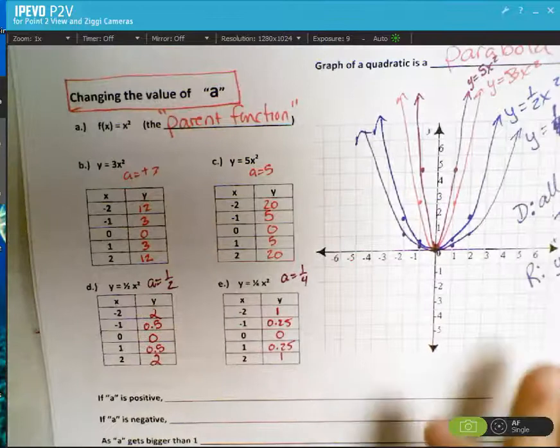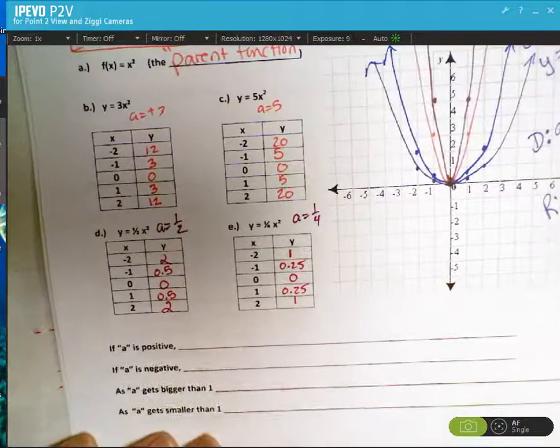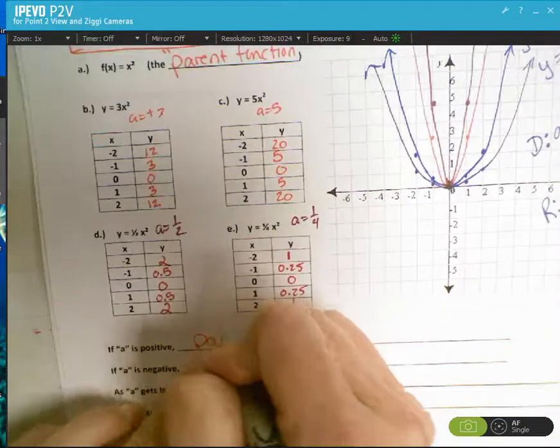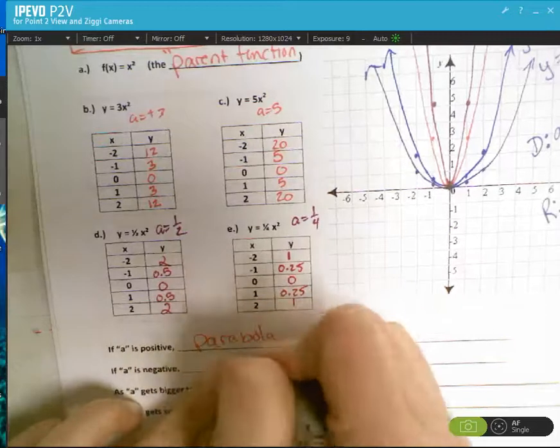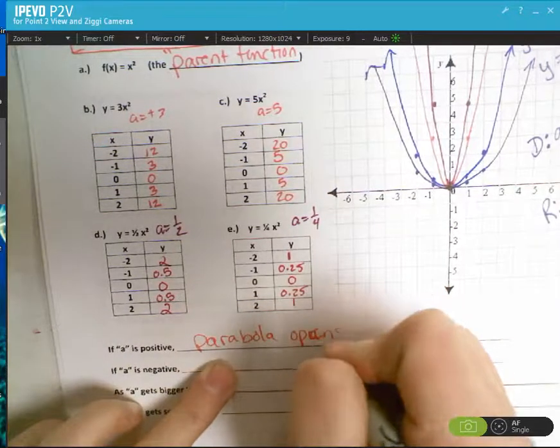Alright, so let's just make some notes about what happens when we are changing the a value or the leading coefficient of our quadratic function. So as a is positive, I know my parabola opens up.